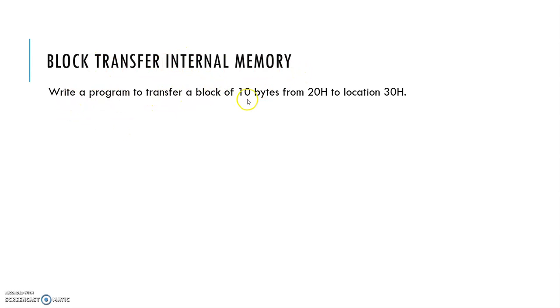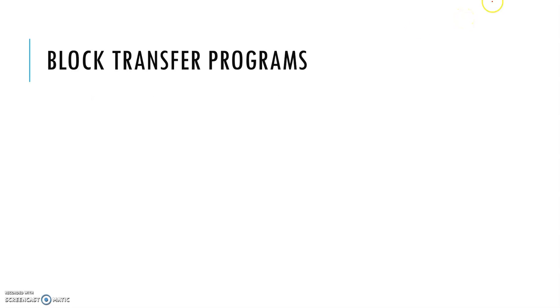Write a program to transfer a block of 10 bytes from 20 hex to 30 hex. So our source address is 20 hex, the starting address, and 30 hex is the destination address. The source address is given and the destination address is given. So we need to transfer 10 bytes from 20 hex to 30 hex.